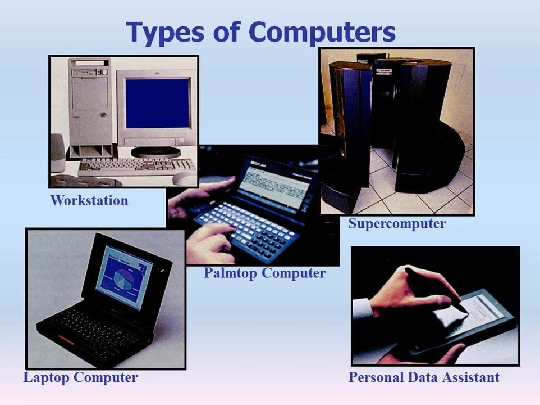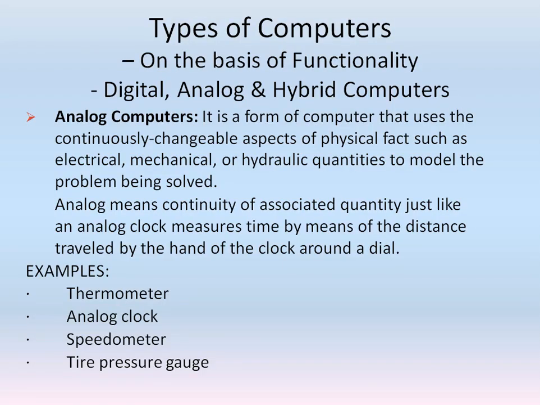Let us now look at the different types of computers. On the basis of functionality, the computer can be categorized into three types, that is, digital, analog, and hybrid computers. Now, what is an analog computer?